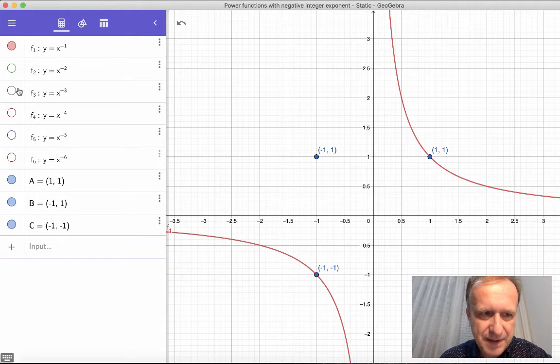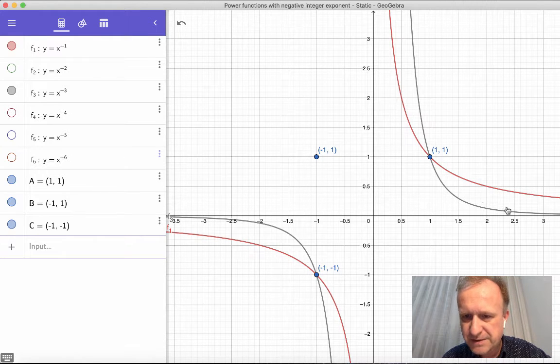Now you may add the function x to the power of negative 3, and you see it's very similar. It exists in the first and the third quadrant in the same way as the function f sub 1 existed, and passes through the same 2 points, but behaves somewhat differently. You see that in this region between 0 and 1 it is somewhat steeper than before, and now here in this region from 1 to infinity it tends or flattens away towards the x-axis, and the same goes also here.